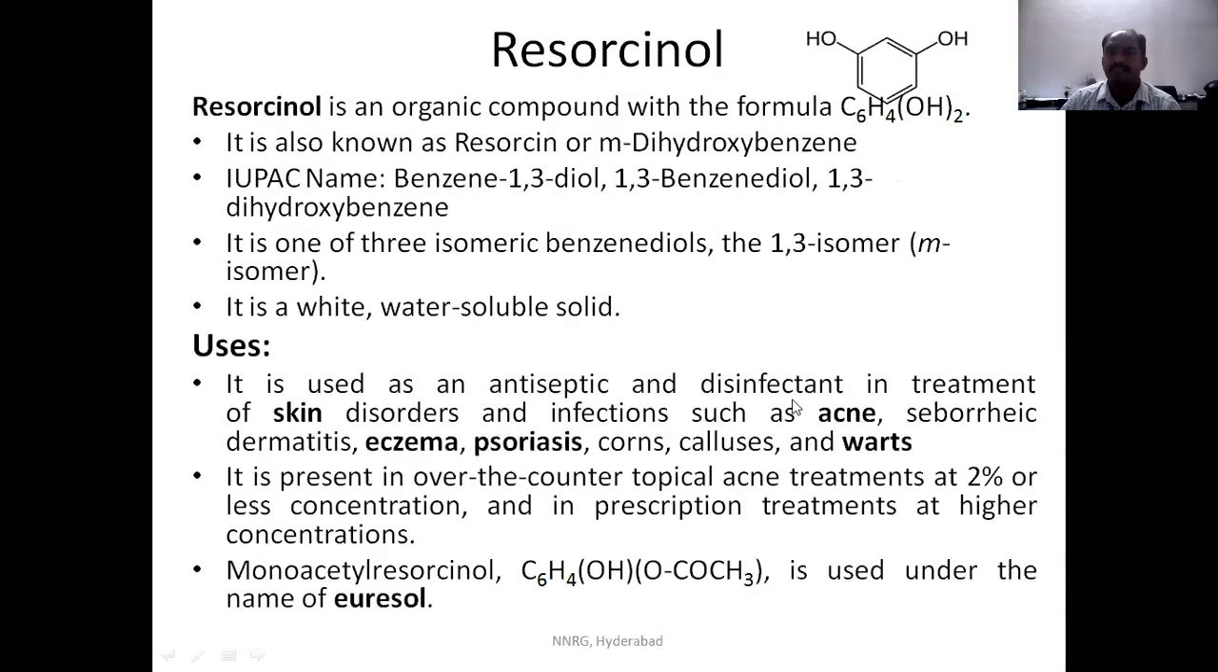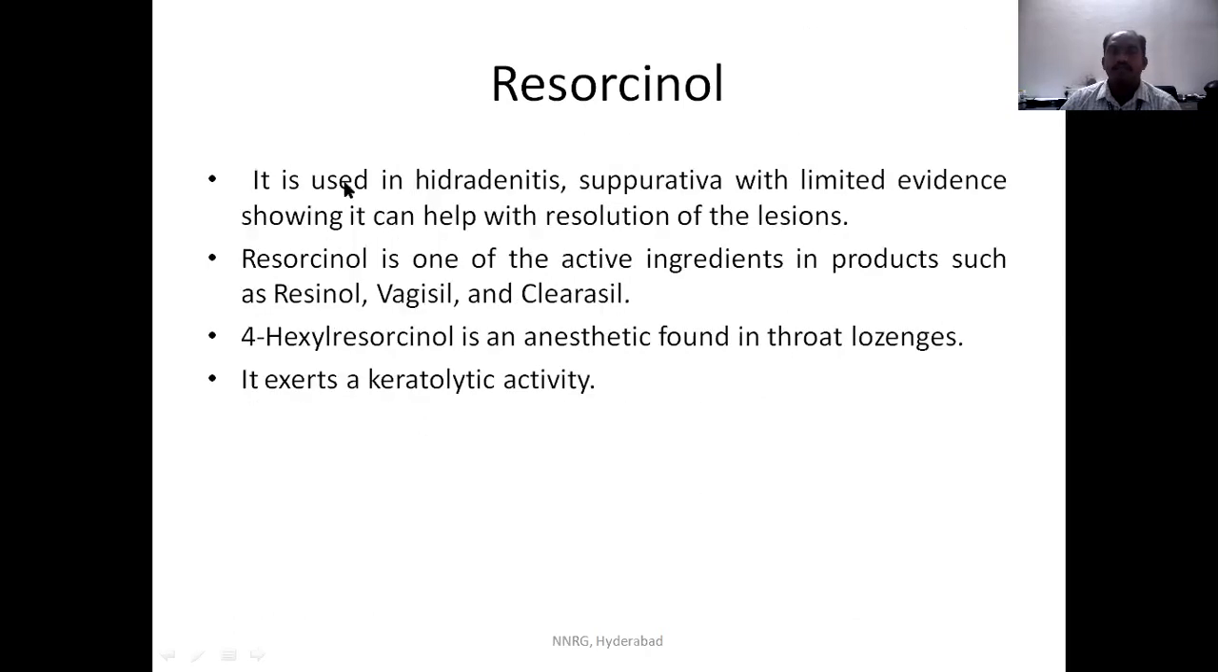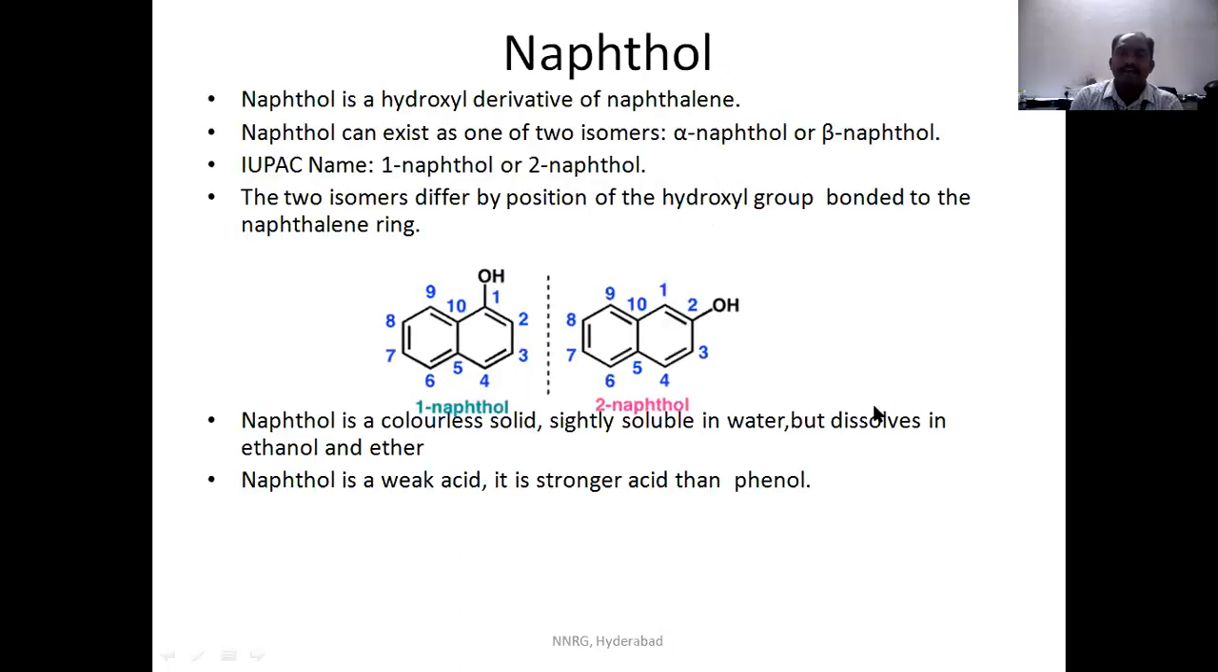So it is used as an antiseptic. It is used as a treatment of skin diseases. It can be given OTC at 2% or less, and by prescription at higher percentages. Monoacetyl resorcinol is used as Urusol. It is used in the treatment of hidradenitis suppurativa, in the resolution of lesions. Resorcinol is one of the active ingredients in Resinol, Vagisil, and Clearasil. 4-hexylresorcinol is an anesthetic found in throat lozenges. It exerts keratolytic activity. And last, naphthol.